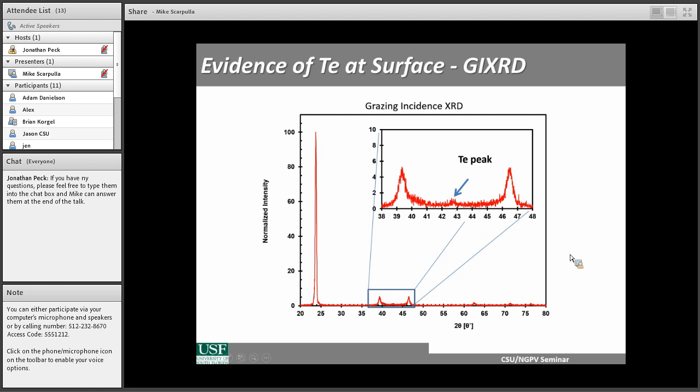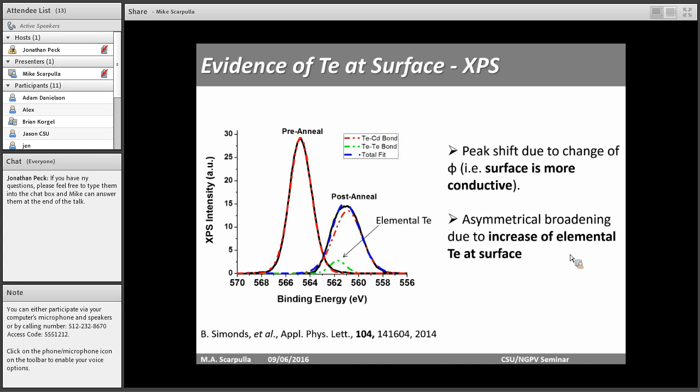So we went and did the experiments, and we found, of course, X-ray diffraction penetrates through a large distance, but if you do grazing incidence X-ray diffraction, you can pick up a very, very weak signal from tellurium being formed at the surface. We really started looking at this in a lot of depth using a more surface-sensitive technique, X-ray photoelectron spectroscopy, which is really sensitive to just the top nanometers.